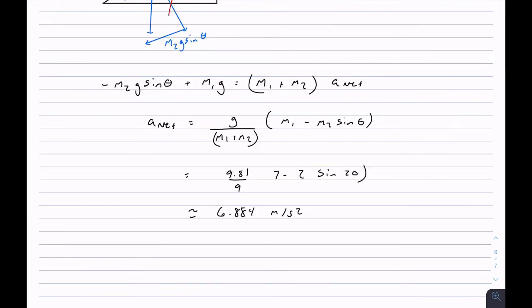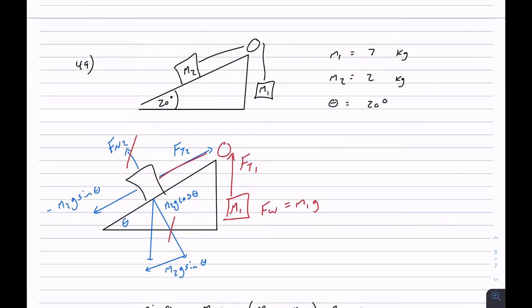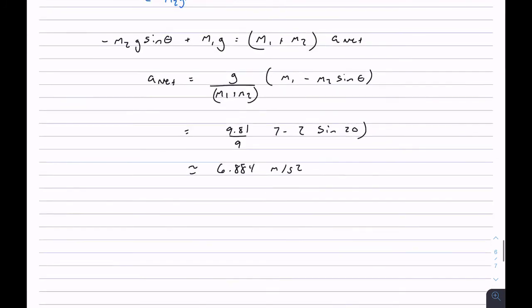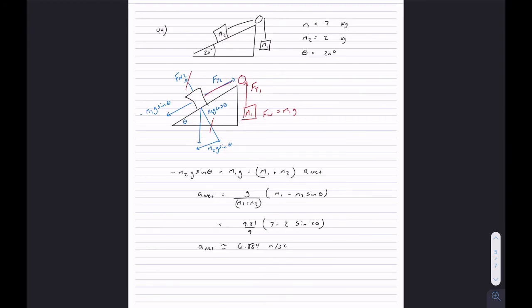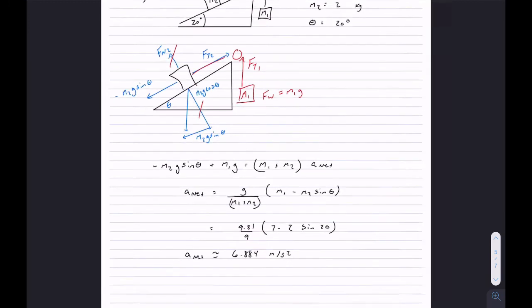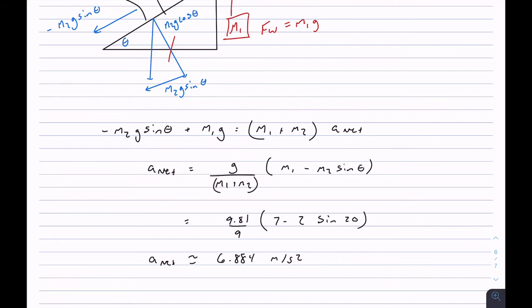Okay, so I plugged in everything that we know. M1 is 7 and M2 is 2 kilograms, theta is 20. So I plugged everything into this equation here, and I got the acceleration is 6.884 meters per second squared. So that one went rather quick, as expected, because we just did another problem that was pretty much the same. Now we need to do it again, because problem 50 is essentially the same problem, but we're given some kinetic friction.